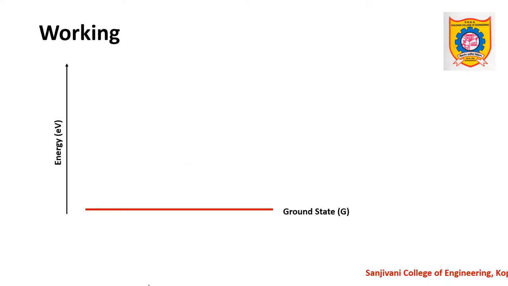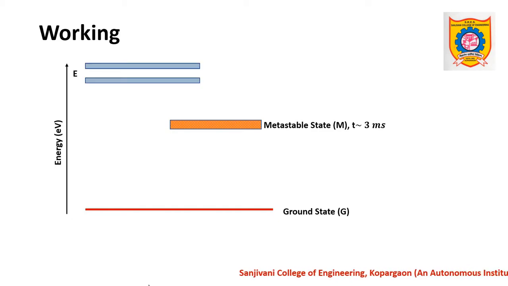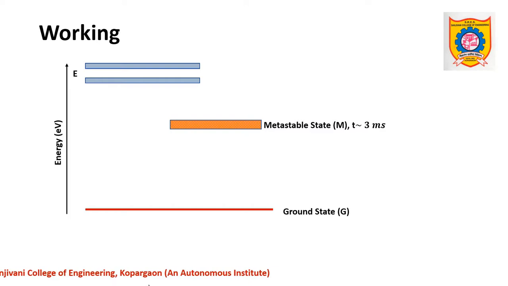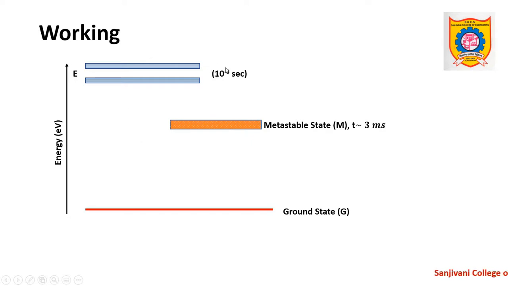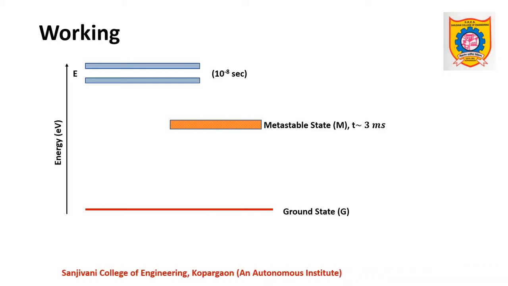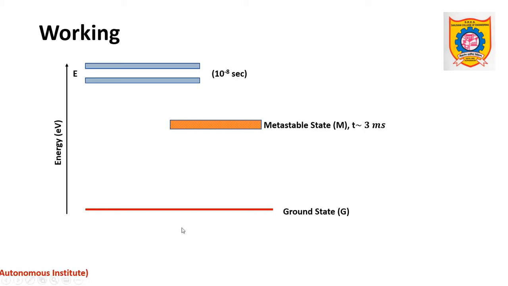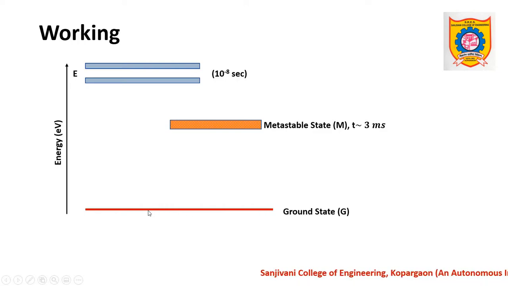Let us now see how it works with the help of energy level diagram. So this is the energy level diagram of chromium ions which has 3 levels, that is ground state G, metastable state M which has lifetime of about 3 milliseconds, and this is excited state E which has lifetime 10 raised to minus 8 seconds. So this is the condition when the laser is off. So under this condition, means under normal condition, the electrons will stay in the ground state. We know that ground state has infinite lifetime.